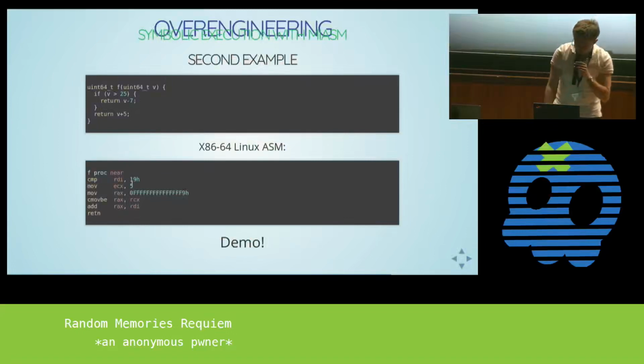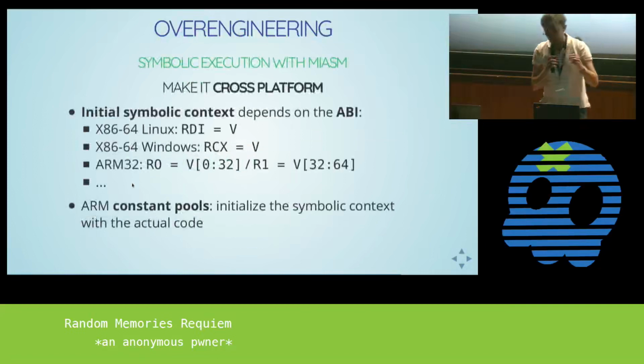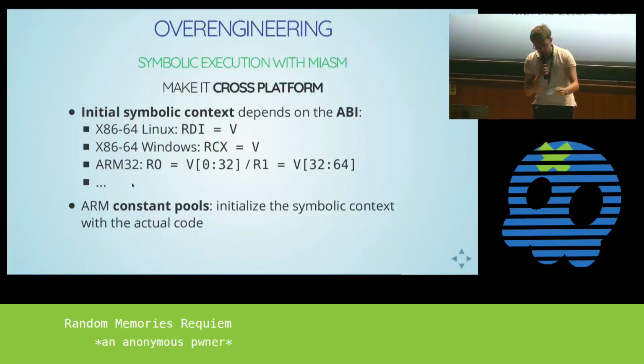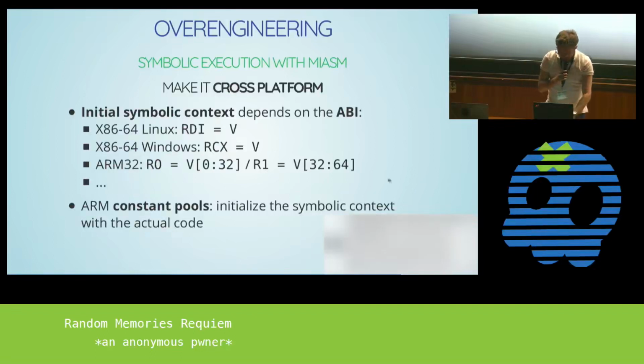We need to make this cross-platform, because here the ABI really depends on the architecture. For instance, on Linux, the argument is RDI. On Windows, it's RCX. On ARM32, it's using 2 registers for 64-bit integers and so on. And you've got a small gotcha with ARM constant pools: in ARM32, you can't put 32 or 64 bits in instructions, so the constants are within the code. So you need to load your code within your symbolic state, so that it can be actually read by the symbolic emulator.